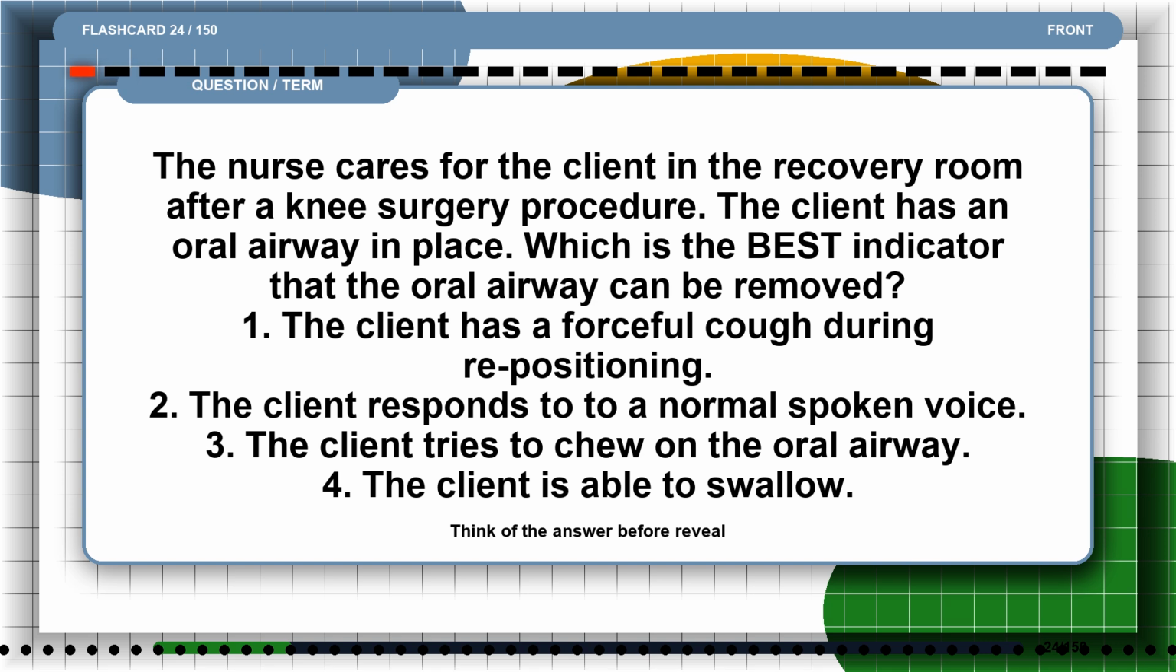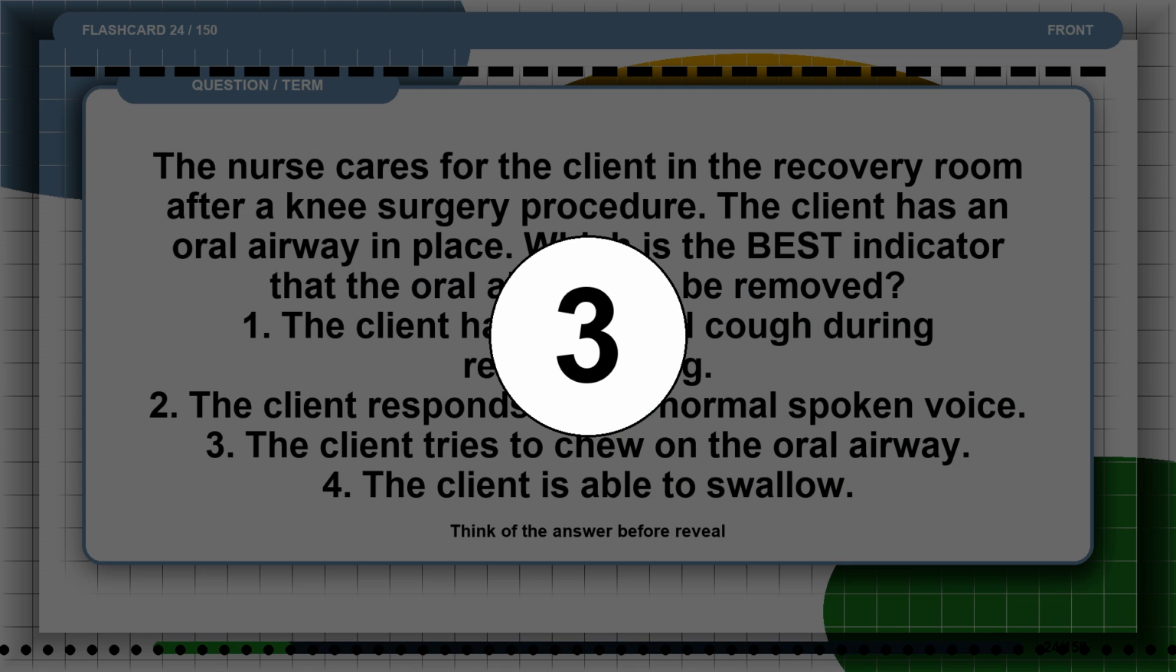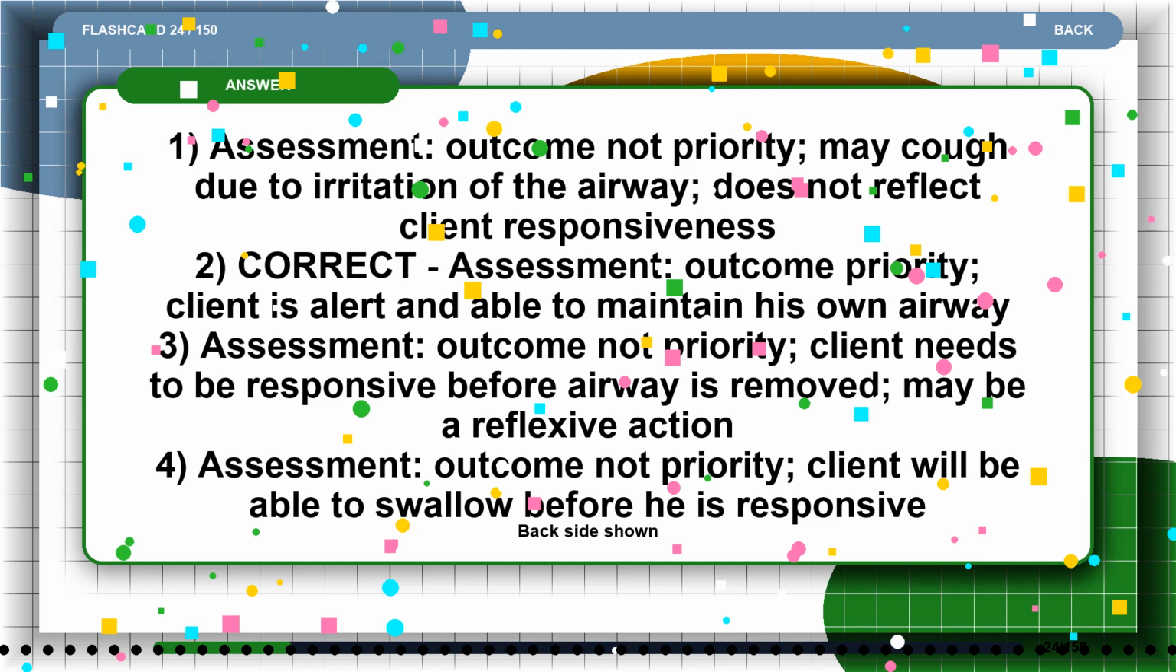Think of the answer before the reveal. The answer is 1. Assessment, outcome not priority, may cough due to irritation of the airway. Does not reflect client responsiveness. 2. Assessment, outcome priority, client is alert and able to maintain his own airway. 3. Assessment, outcome not priority, client needs to be responsive before airway is removed. Maybe a reflexive action. 4. Assessment, outcome not priority, client will be able to swallow before he's responsive.